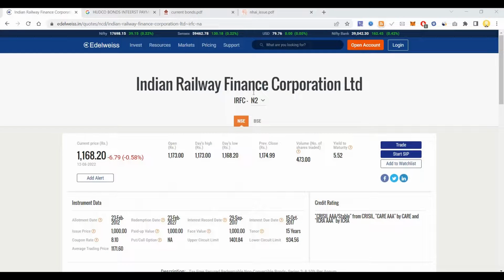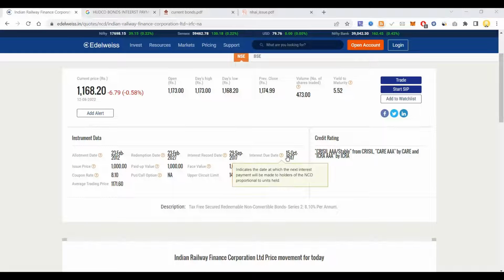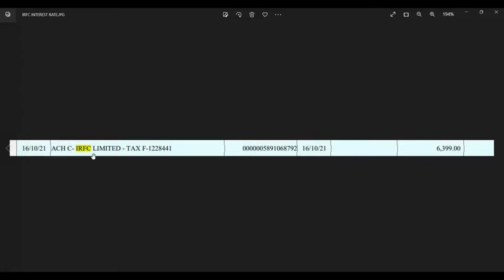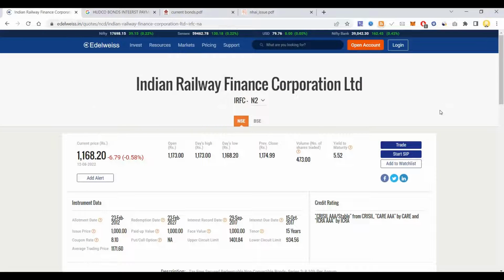If you take the example of the IRFC N2 bond series, the payment date, as I mentioned, is 15th October of every year. I was holding this bond, and last year I got the payment for it on 16th. Based on the dates they have mentioned, you will receive the payments, and based on the interest record date, it is decided who gets that interest.